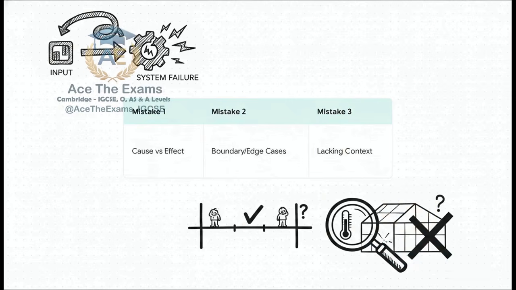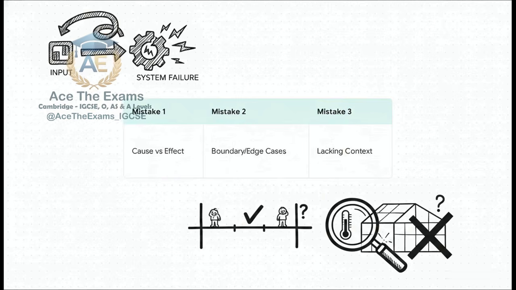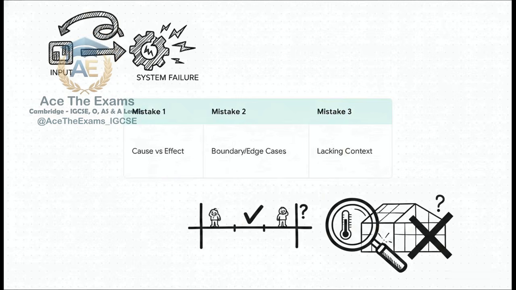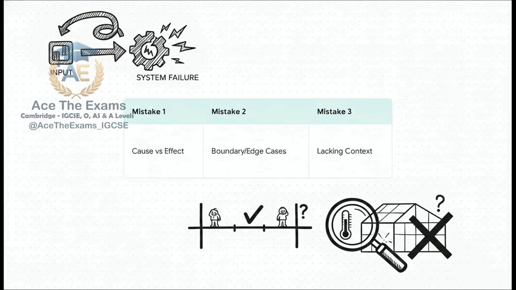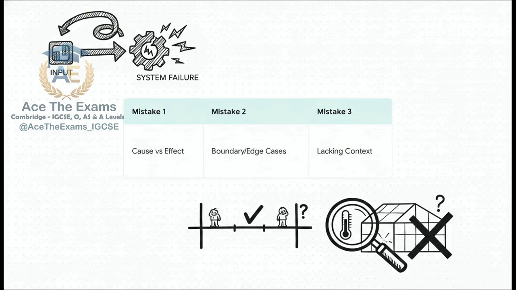Mistake 1, confusing cause and effect in data validation. Remember Alex from earlier, the student who just dumps facts? Alex often states what the code does, but completely fails to explain the effect on the system if invalid data actually gets through. Mistake 2, forgetting boundary conditions and edge cases.